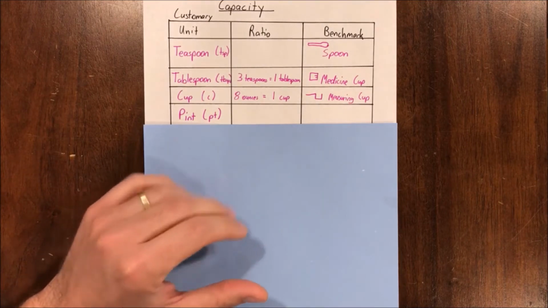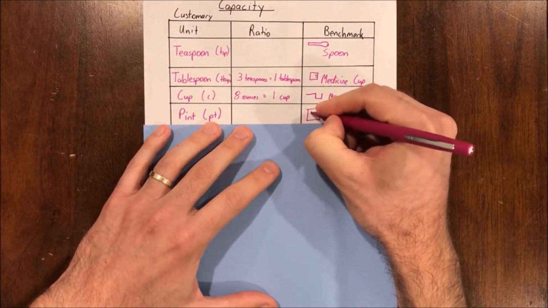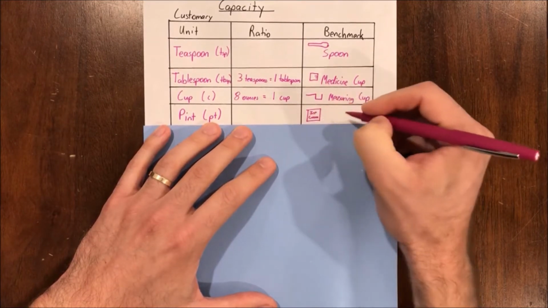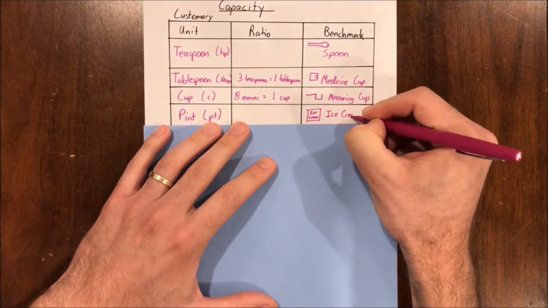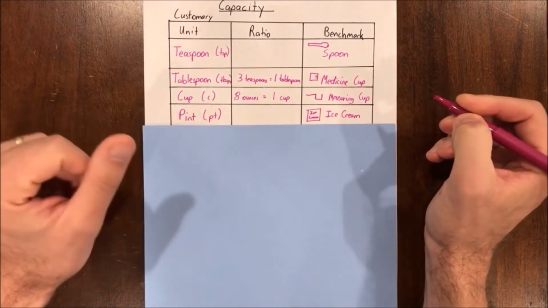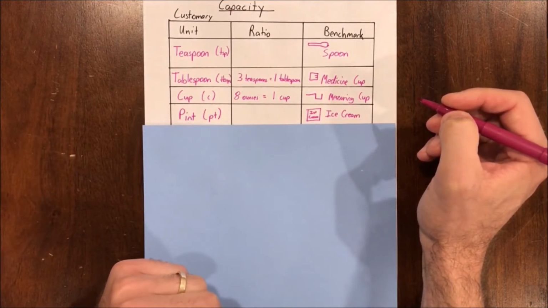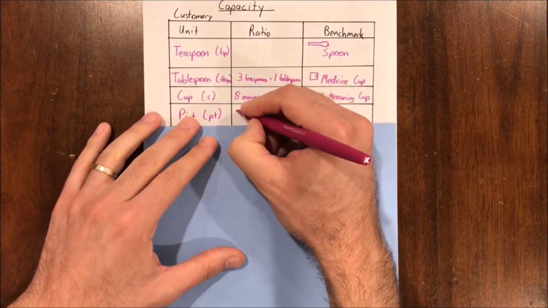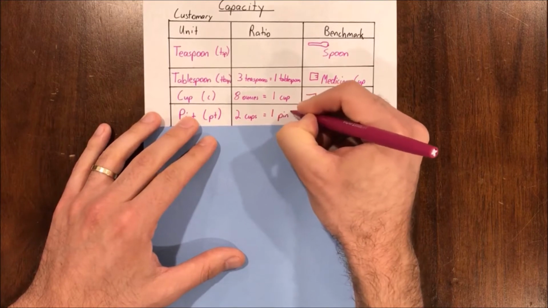Okay, great. So I'm going to put that here. We'll label it ice cream so we remember what that is. And so that's our benchmark. Great. So how many cups do you think are in 1 pint? Go ahead and say it out loud. Yeah, there's actually 2 cups in 1 pint.